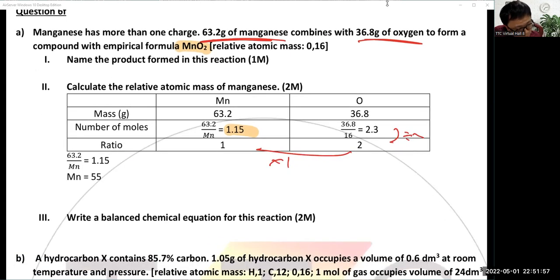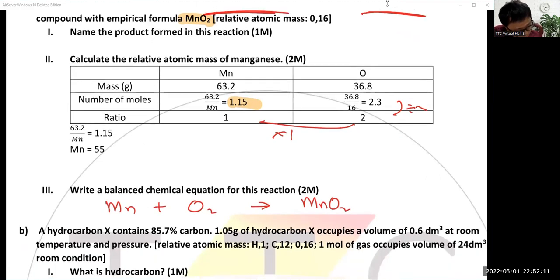Write a balanced equation for this. Manganese plus oxygen becomes manganese(IV) oxide. Then the equation is already balanced.